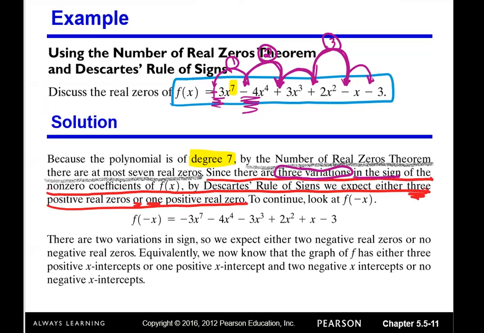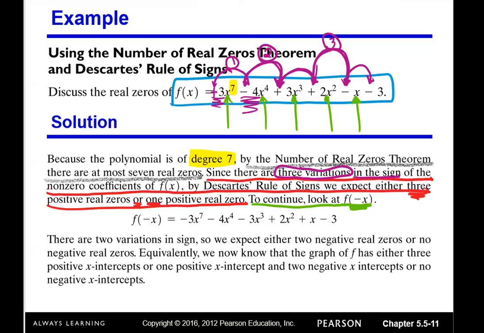Now the next part was in the green. To continue, you have to actually look at f of negative x. So you have to plug in a negative x here, here, here, here, and here, and then simplify it to see how it affects things.